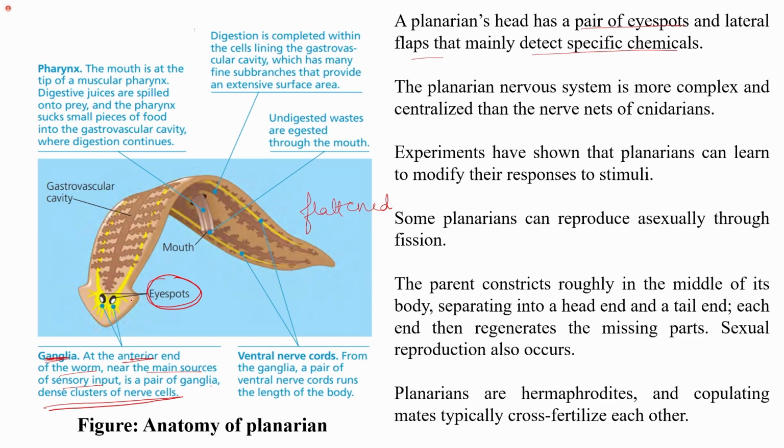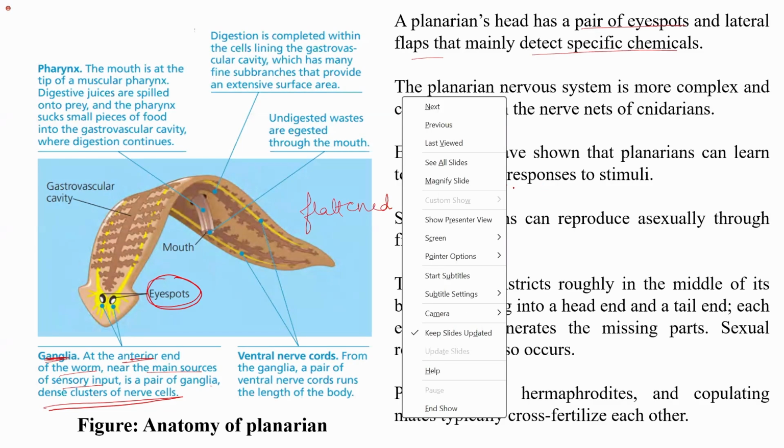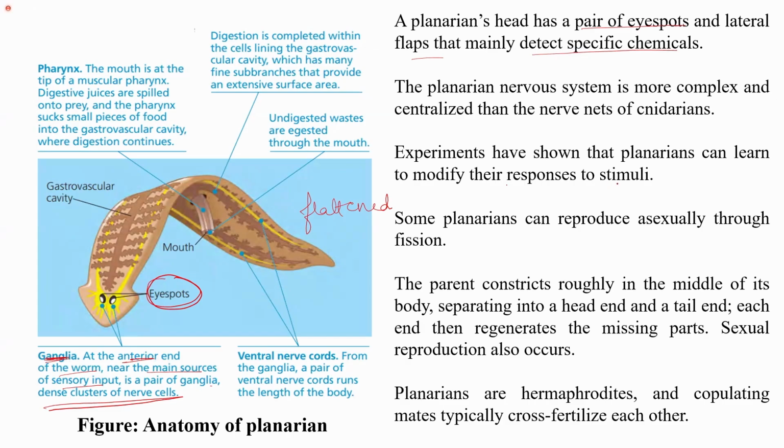Experiments using planarians have also shown that these organisms modify their responses on the basis of their stimuli. Therefore, we can say that they have a more complex nervous system that responds to particular stimuli. They show responses to the stimuli.